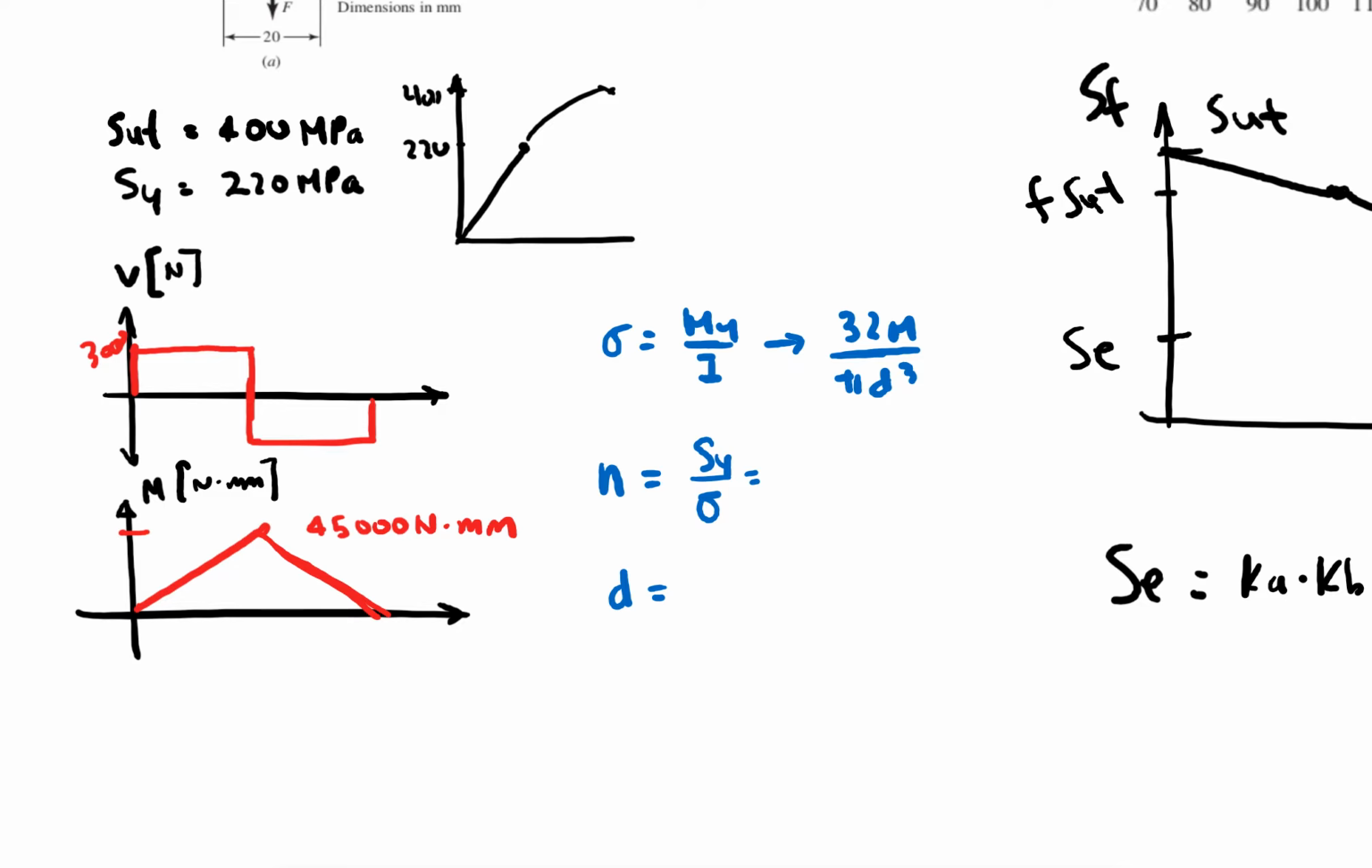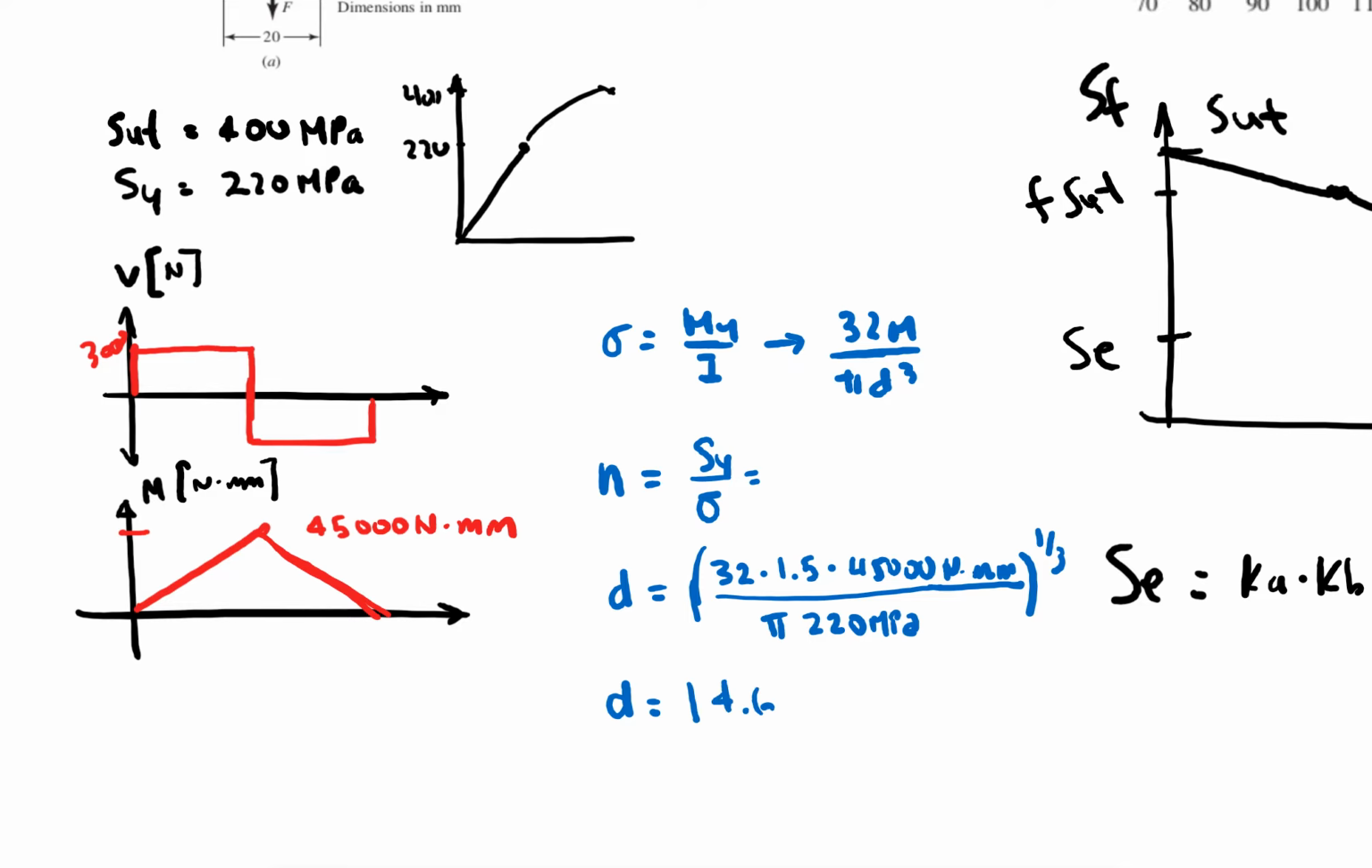using, well, again, we've done this 1,000 times, so I already know that it's going to be 32 times the factor of safety times my moment, divided by pi and the yield strength, which in this case is 220 megapascals. So megapascals, Newton millimeter, and to the 1/3. Okay, and that diameter gives me a value of 14.62 millimeters.